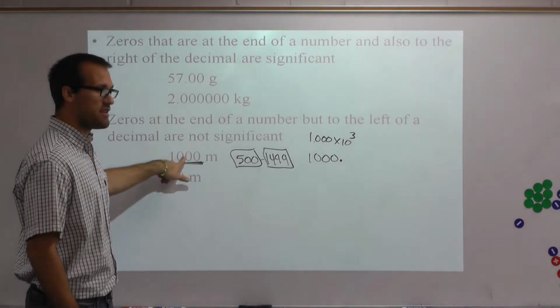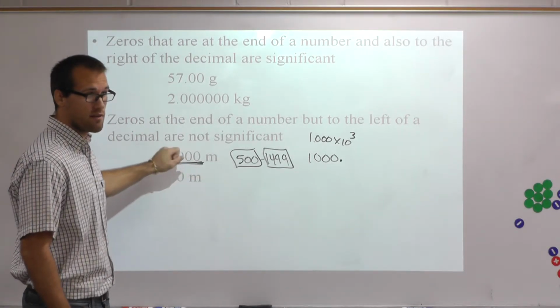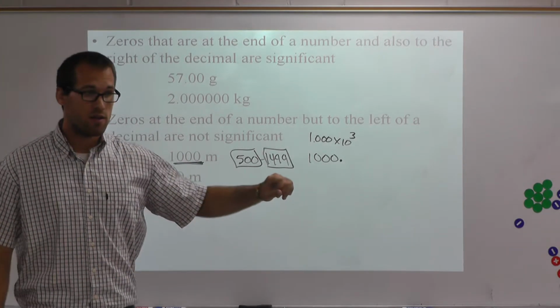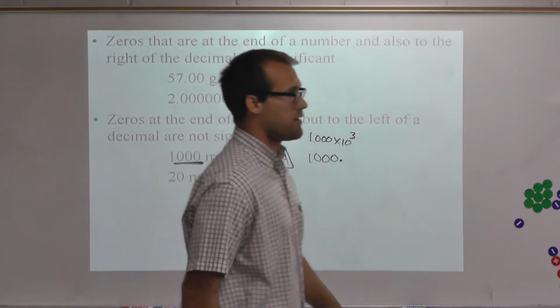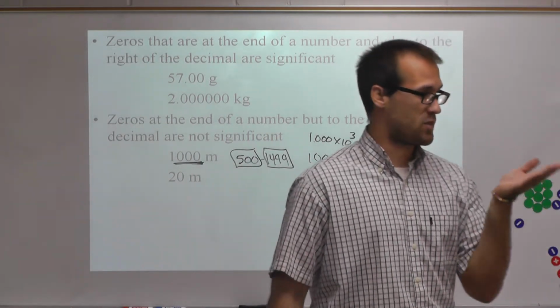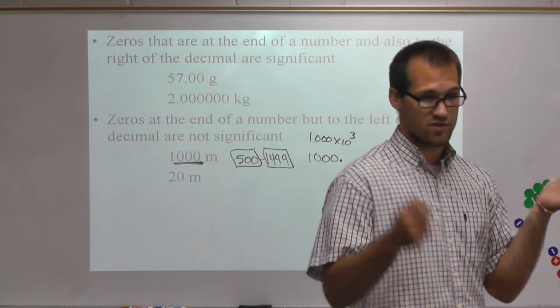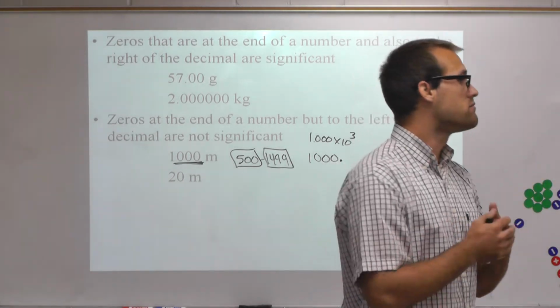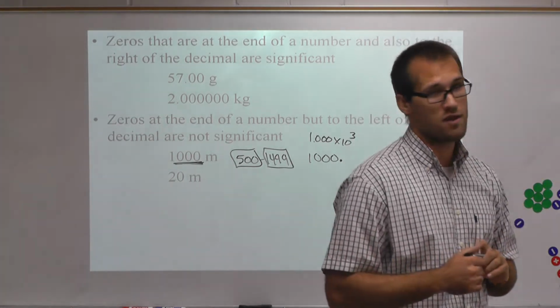But I can't cut off these zeros because it would significantly change the number. So we've got to determine, do we have an instrument that's precise enough to measure that those are zeros or not? If they don't, you can leave it without a decimal. If they do, add a decimal.